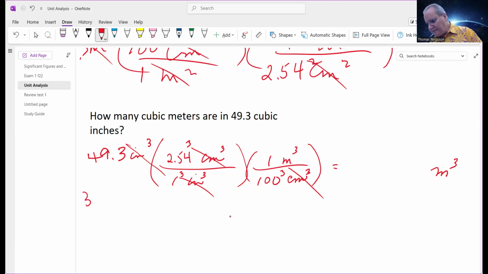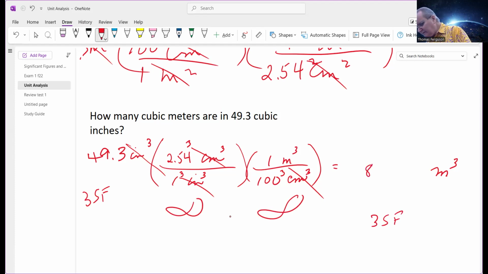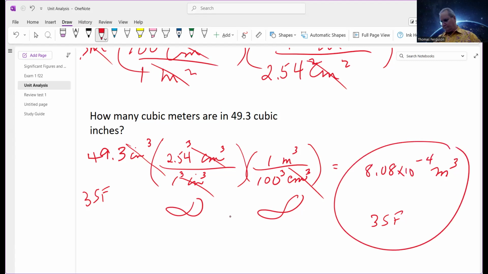Okay, so 3 sig figs. This is defined and defined. So we're looking at 3 sig figs. That's the answer. So we're looking at 807.808. Again, setup is 90%, 10% for the answer.